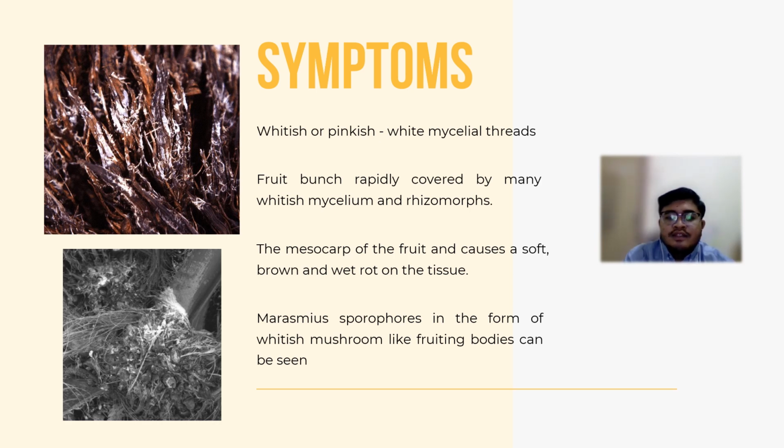Next are the symptoms of the disease on the oil palm tree or fruit bunch. The first is whitish or pinkish, like white mycelial threads. During the initial stage of infection, strands of mycelium are seen on top of the fruit bunch. When conditions are very moist or humid, the fruit bunch is rapidly covered by many whitish mycelium and rhizomorphs. Then the mesocarp of the fruit becomes soft, brown, with wet rot on the tissue, and Marasmius spores in the form of whitish mushroom-like fruiting bodies can be seen.